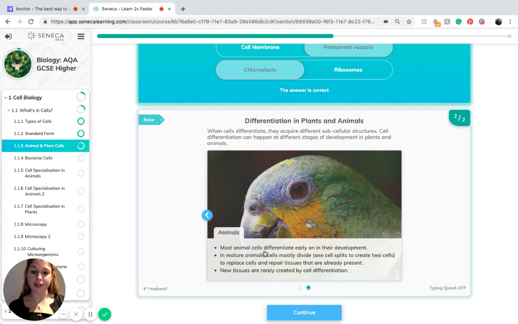Whereas most animal cells differentiate early on in their development. In mature animals, cells mostly divide, where one cell splits to create 2 cells, to replace cells in repair tissues that are already present. New tissues are rarely created by cell differentiation. So this means that, for example, if you were to have a cut and then it to be repaired, that's an example of where cell division is replacing the cells and repairing the tissues. However, if you were to, say, lose an arm, you wouldn't be growing a new one.